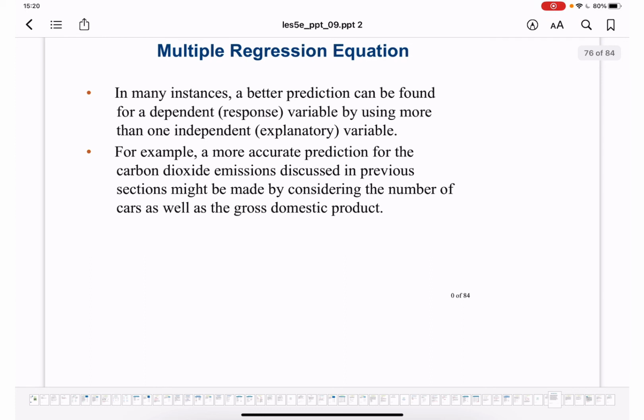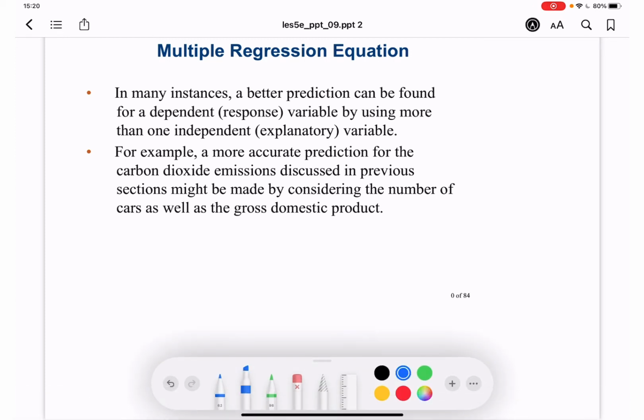So, multiple regression equation. In many instances, a better prediction can be found for a dependent variable, which we call response variable, by using more than one independent. So it's crucially important: more than one independent, so that's what makes it a multi-regression equation. So we have several x's and only one y. So y is our dependent response variable, and the independent explanatory variables, those are several x's.